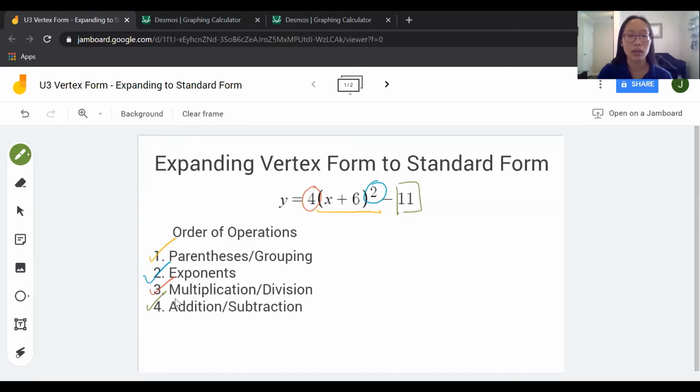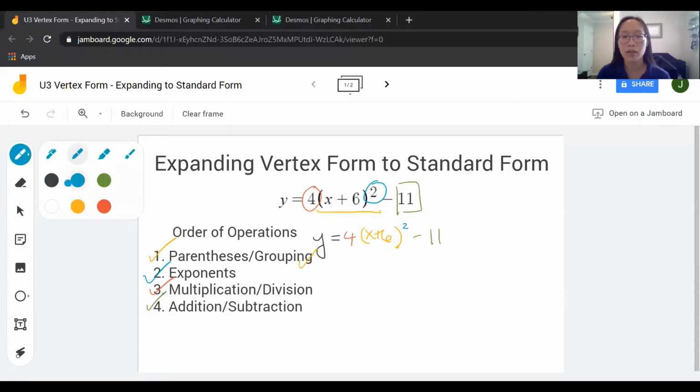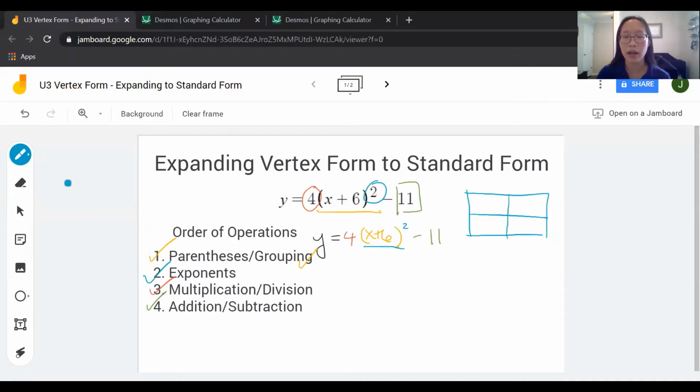So let's rewrite this equation. Our term in parentheses is x plus 6, but they're not like terms, so we can't add them. So we have to move on to our next operation, which is squaring. To square this binomial, I'm going to use a box method. Basically, I'm going to take a rectangle with a side length of x plus 6, and my other side is x plus 6, and I'm going to find the area of this rectangle.